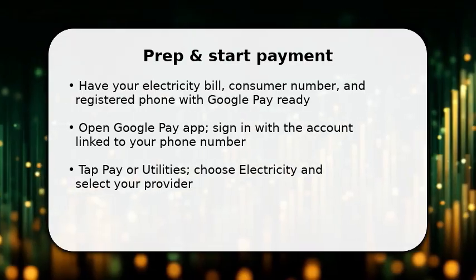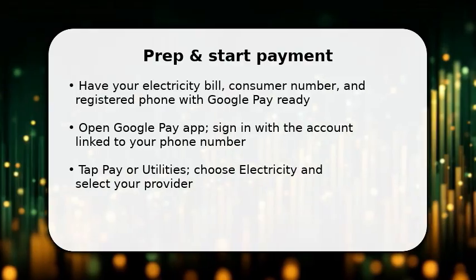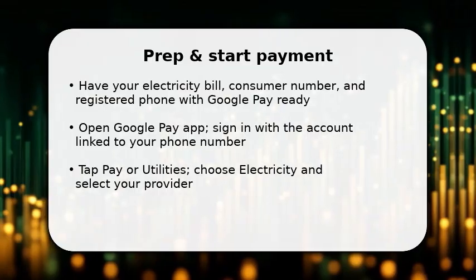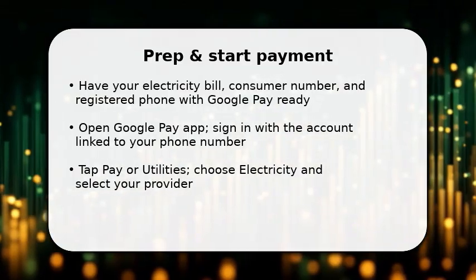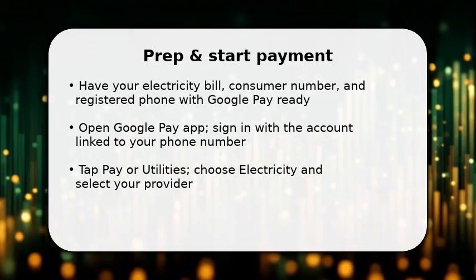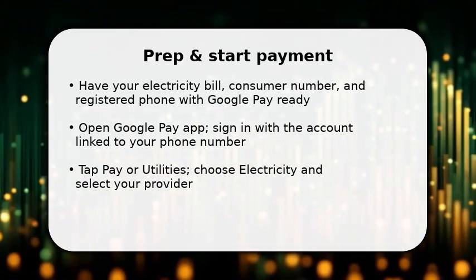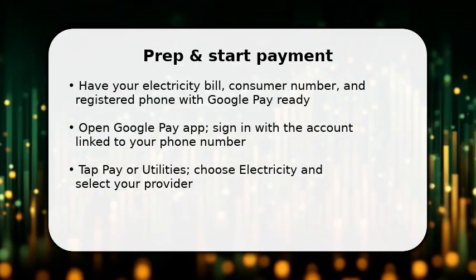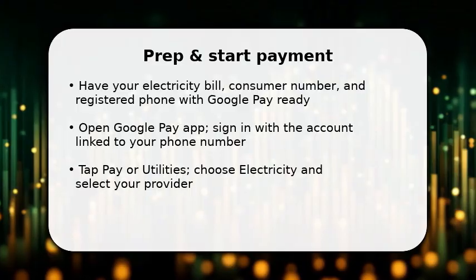You begin by confirming prerequisites: the bill with consumer/account number, the phone registered to Google Pay, and sufficient balance or linked payment method. Open Google Pay now and sign in if needed. Once inside, tap the Pay or Utilities section, then pick Electricity. You'll see a provider list.